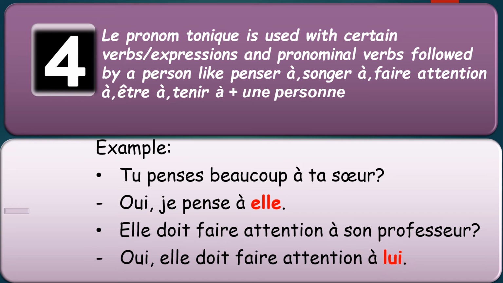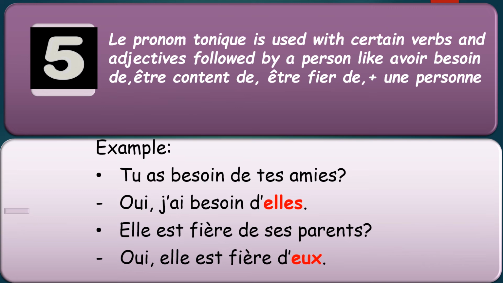The last, 5th point, says how we can replace a person with the pronom tonique. Let's see how we can replace. The pronom tonique is used with certain verbs and adjectives followed by a person like avoir besoin de, être content de, être fier de, to be proud of, plus a person.